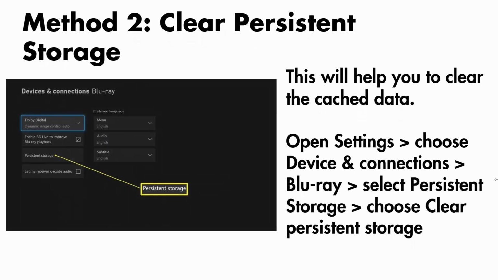Next is to clear persistent storage. This will help you to clear the cache data. For that, open settings and choose device and connections. Then click on Blu-ray. Here select persistent storage and after that select clear persistent storage.